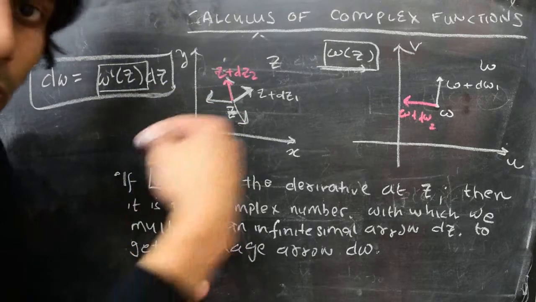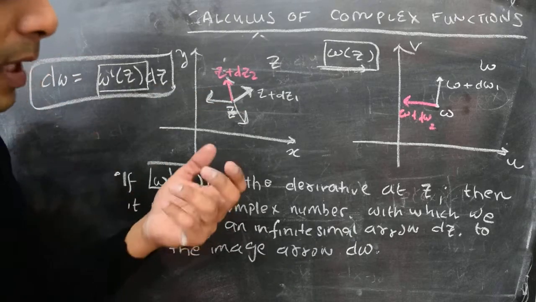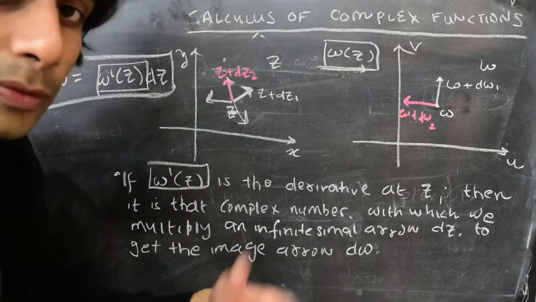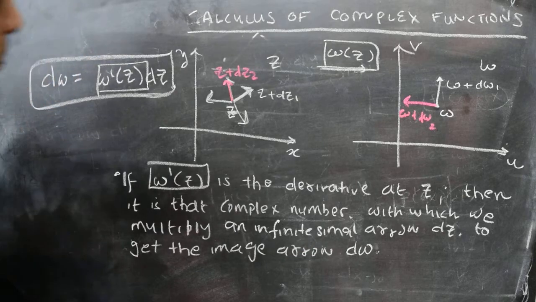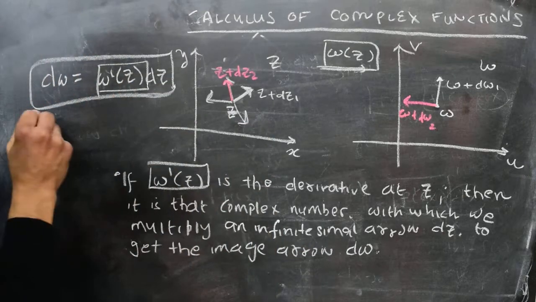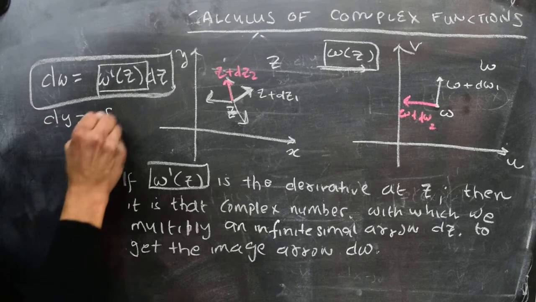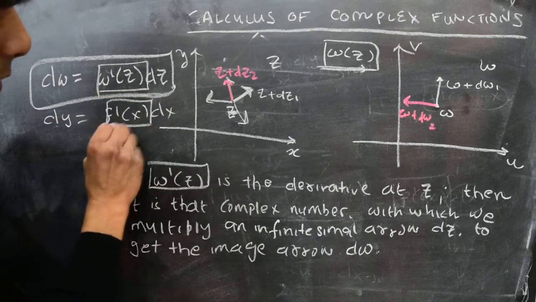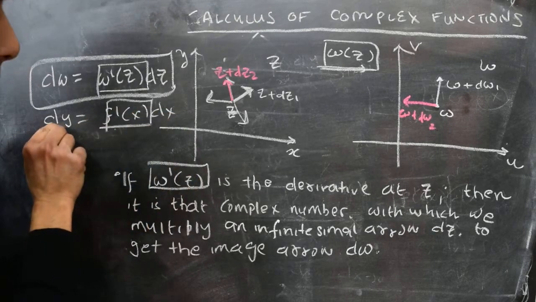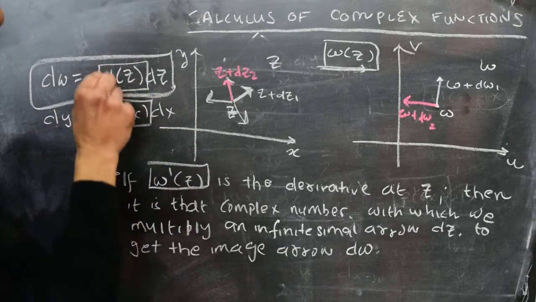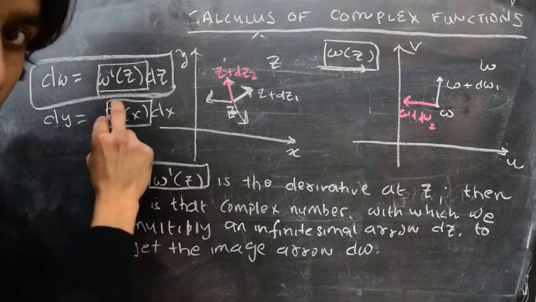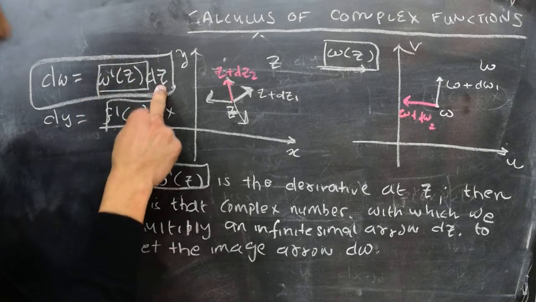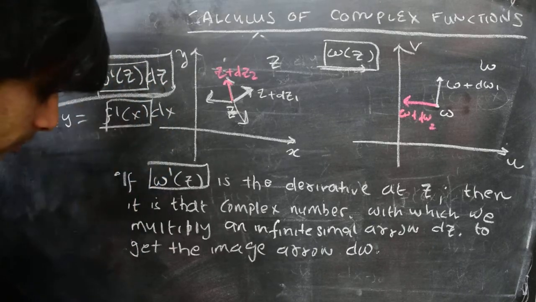Notice that this is just a straightforward generalization of the notion of a derivative of a function of one real variable. In that case, we have dy equals f'(x) dx, and this is a real number with which we multiply dx in order to get the image arrow. But in this case, we have w'(z), which is a complex number with which we multiply dz in order to get the image arrow dw.